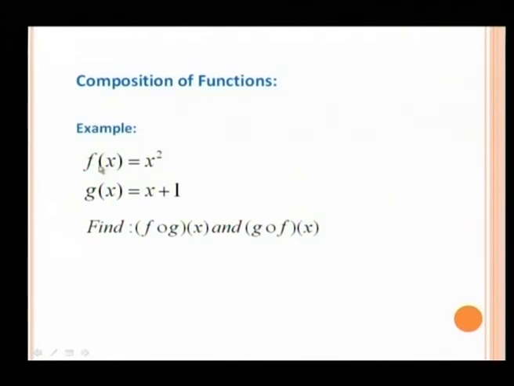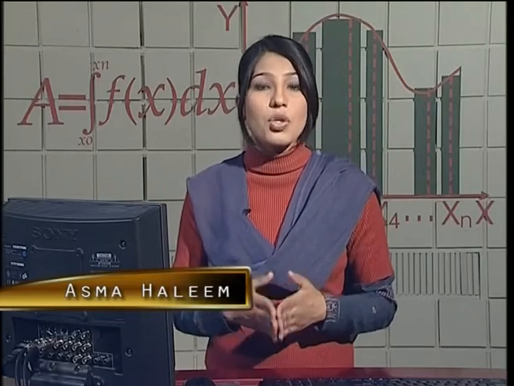Dear students, now let's consider a mathematical example to explain the composition of two functions. You can see an example on the screen. If we have the first function f of x is equal to x square, and the second function g of x is equal to x plus 1, we have to find out the composition f of g of x and g of f of x. Now for the solution of finding out f of g of x, we have to substitute the value of g of x for the x in the function of f. That's what is on the screen.